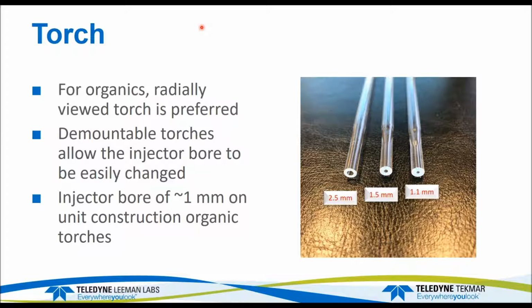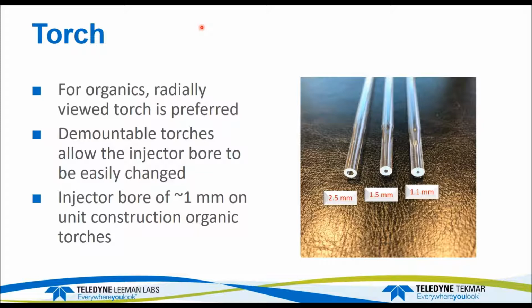I think it gives me better stability long-term, and even on a radial, you may still see a bit of a drop that builds up inside the injector. I think that occurs less frequently with the 1.5 millimeter one. So that's what's nice about demountable torches. You can change the injectors.